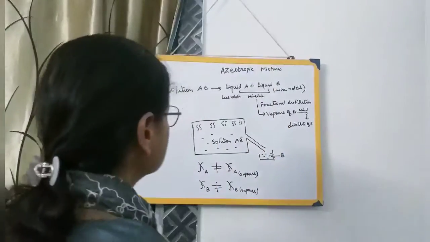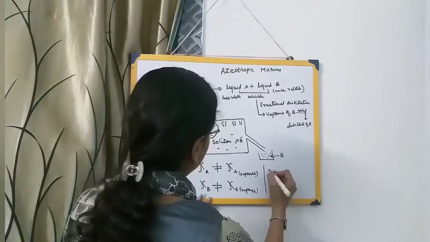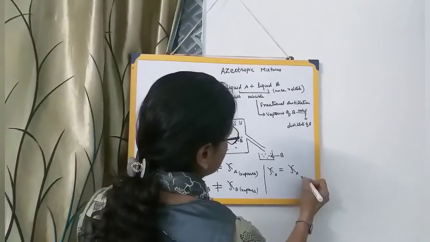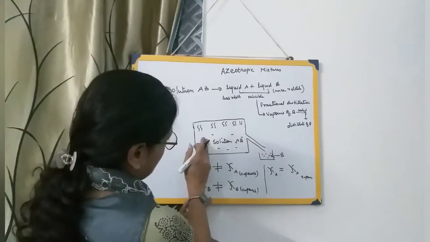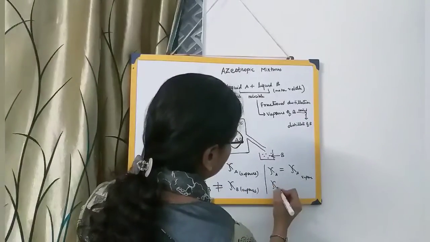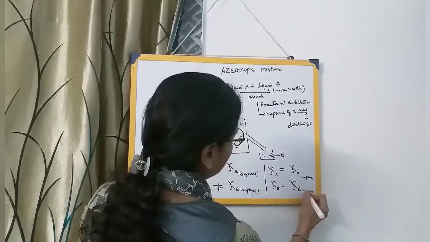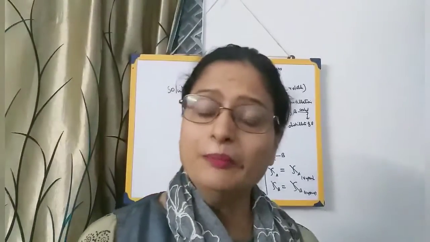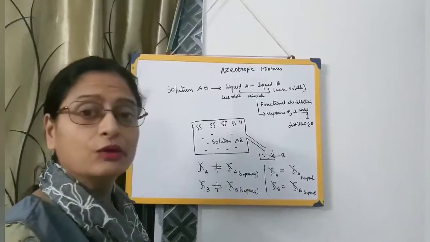But when these mole fractions are equal, suppose the mole fraction of A in the liquid is equal to the mole fraction of A in the vapor state, which means the mole fraction of A is the same as the mole fraction of the vapors being formed over here. At the same time, the mole fraction of B is equal to the mole fraction of the vapors of B, then we'll find that the liquid cannot be separated. Clear?